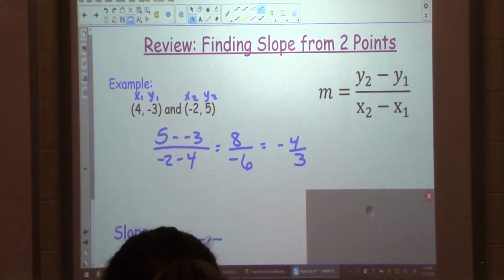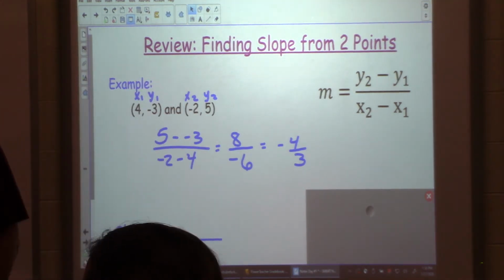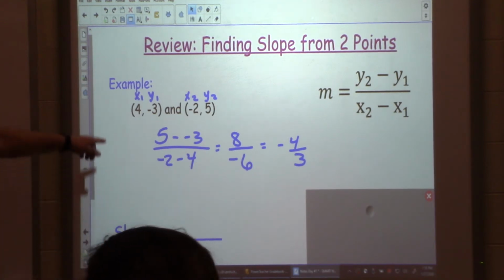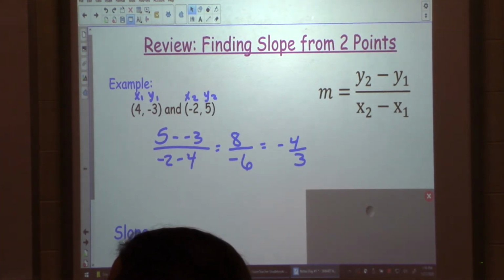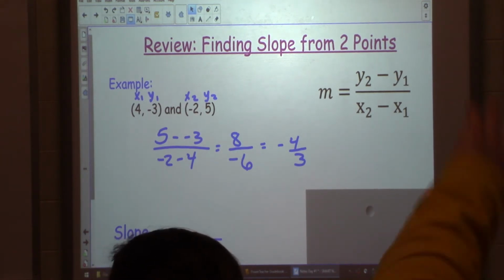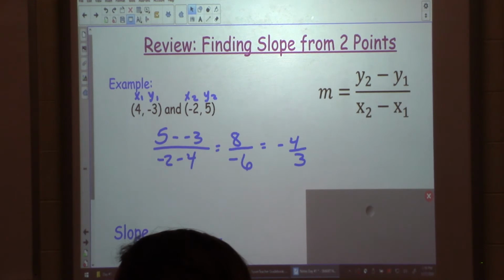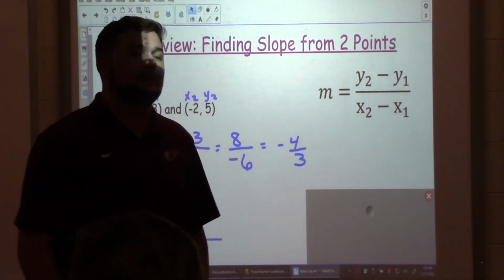Now, question for you. In this case, does it matter which point is x1, y1 and which point is x2, y2? Does this have to be x1, y1 just because it's the first point? How many people think yes? How many people think no? It's no, because otherwise it'd be negative 4 minus negative 2. It does not matter, and I'll show you why.